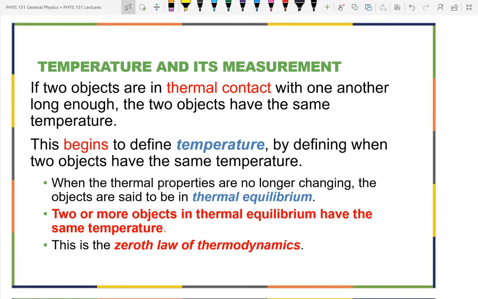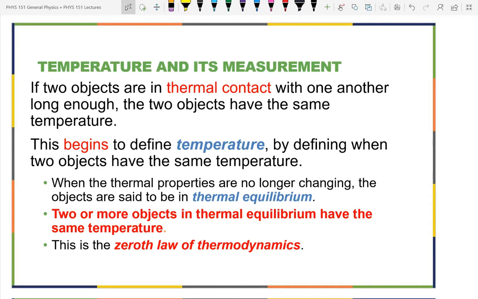Now we'll learn there are three mechanisms for heat. One of them requires direct physical contact. So if you have direct physical contact, that's a form of thermal contact. But another one would be if there is, for instance, a wind blowing from you to me. That wind could transfer heat from you into the air and then from the air to me. So that's also a form of thermal contact.